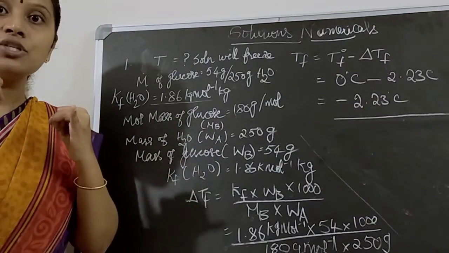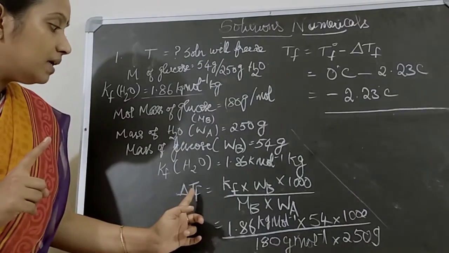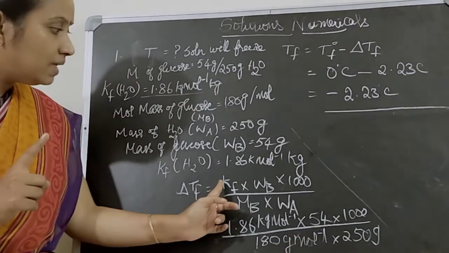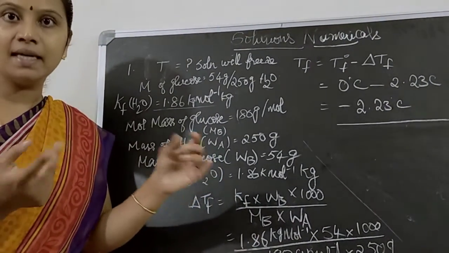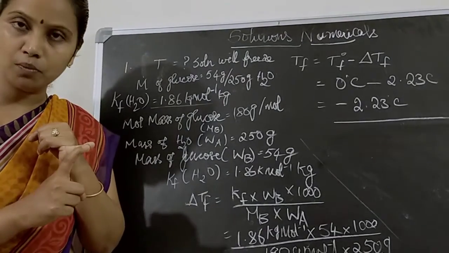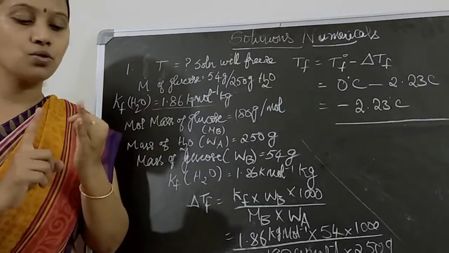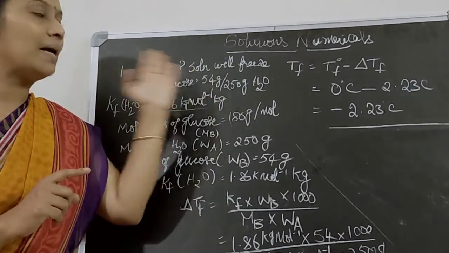One is elevation in the boiling point. Hope you all remember the formula. Instead of delta TF, what is the boiling point? Delta TB, correct? Instead of KF, what I will write? KB. Okay, this will be the second problem based on elevation in the boiling point. So, one more problem, and what is your osmotic pressure? Pi, which is equal to CRT. So, if we cover these two concepts, then numericals in the chapter Solutions will be covered.